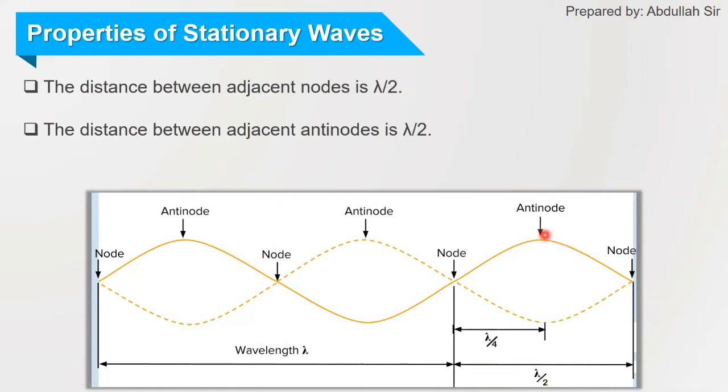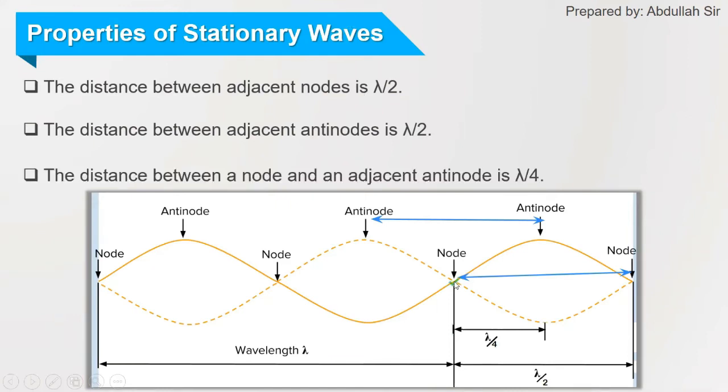So we will say that the distance between two successive nodes and the distance between two successive antinodes are the same, and both are lambda by 2. Next, the distance between a node and an adjacent antinode. This node and this antinode are adjacent. So the distance between a node and an adjacent antinode.